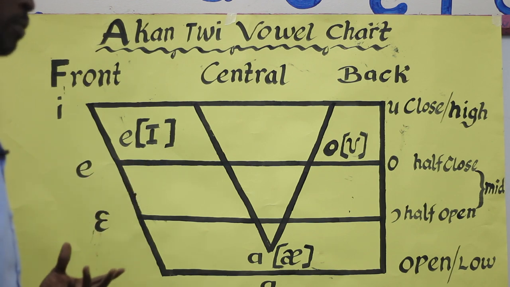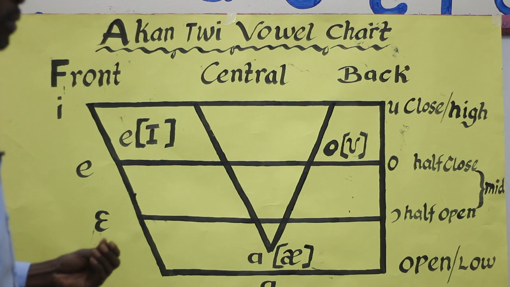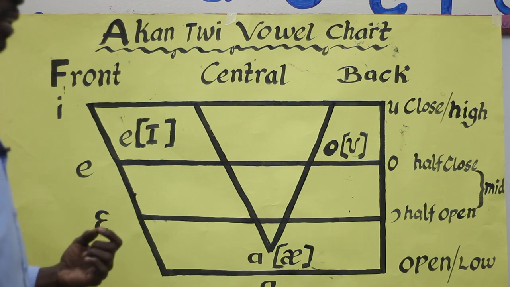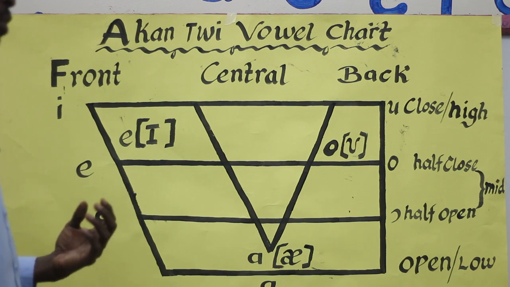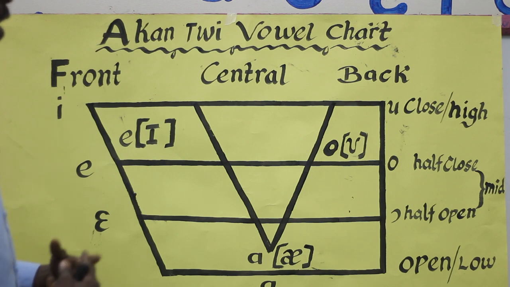Also, the lip posture is another descriptive criterion. And finally, the advancement of the tongue root, that is vowel harmony. All right, so let's start with the extent to which the tongue is raised.